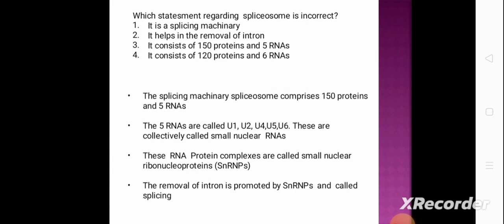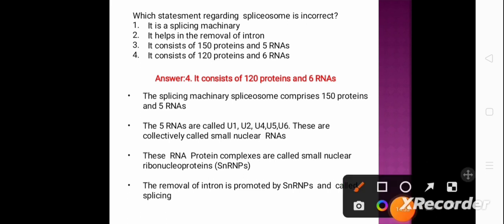Next question. Which statement regarding the spliceosome is incorrect? Option 1, it is a splicing machinery. Option 2, it helps in the removal of intron. Option 3, it consists of 150 proteins and 5 RNAs. Option 4, it consists of 120 proteins and 6 RNAs. And the correct answer is option 4, that is it consists of 120 proteins and 6 RNAs.